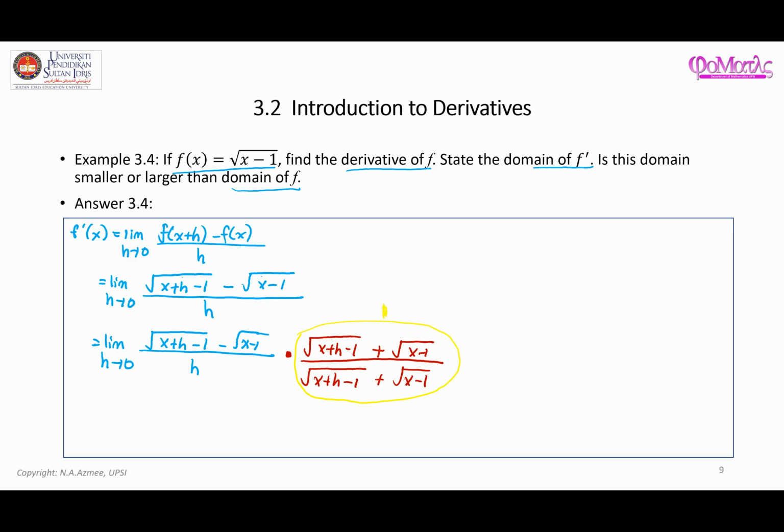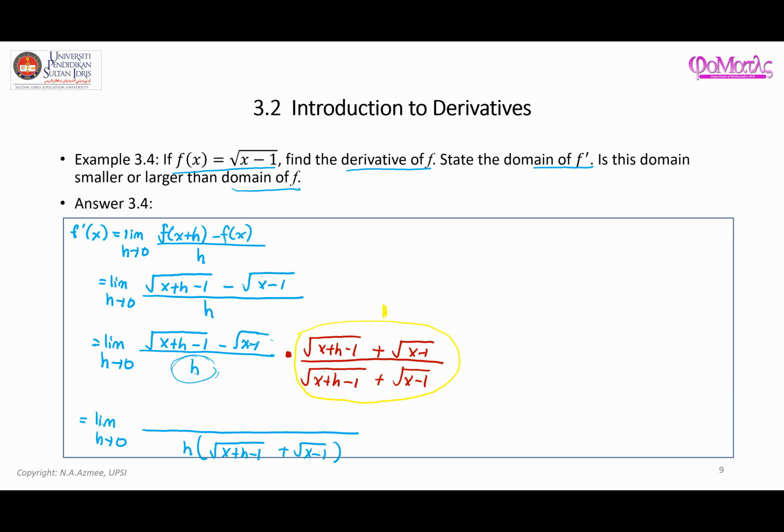Alright, so now let us try and simplify the process given here. We need to multiply the bottom part with this 1, and the top part with this expression given here. So what you have here is the limit as h approaches 0. If you focus on the bottom part, you will have h multiplied with this expression, right? So you will have the square root of x plus h minus 1, plus the square root of x minus 1. So that's the bottom part.